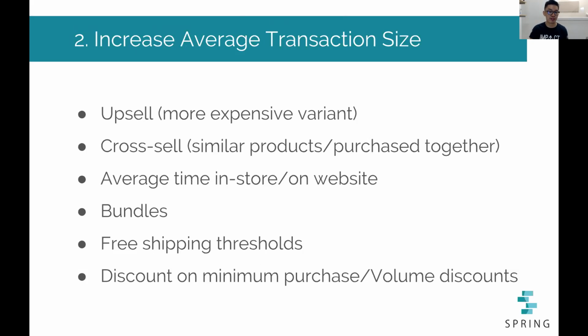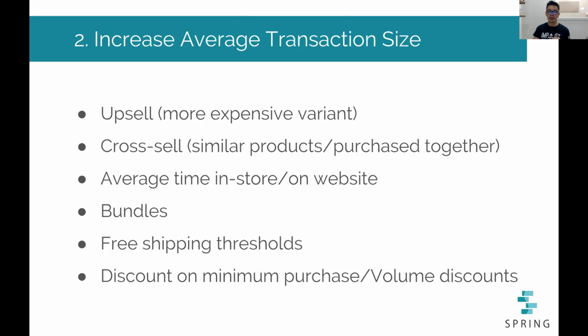Number 2, increasing average transaction size. This is probably the one that is the most interesting and the most in terms of how you can experiment and try different things. So increasing average transaction size, the obvious ones you've definitely seen is upselling, cross-selling. If you're not too clear between the difference, upselling is basically selling a more expensive variant. So for example, if you're selling a TV, you might sell a 24-inch TV and you might upsell to a 36-inch TV, right? Still a TV, just a more expensive version of it.